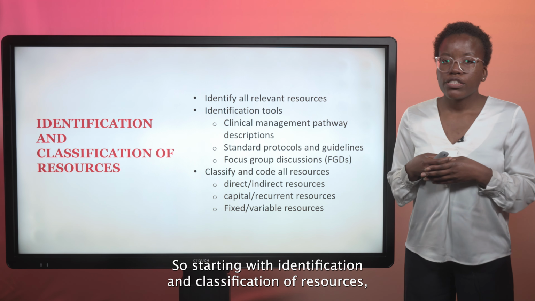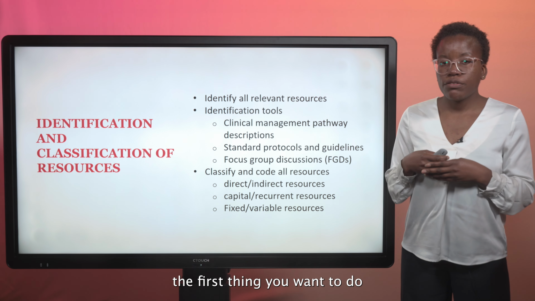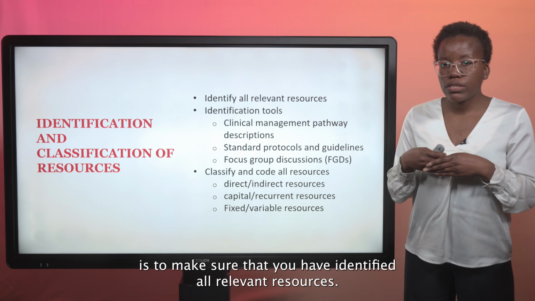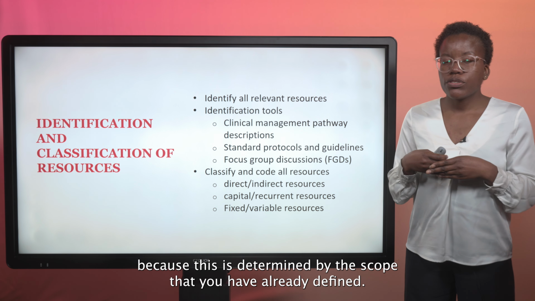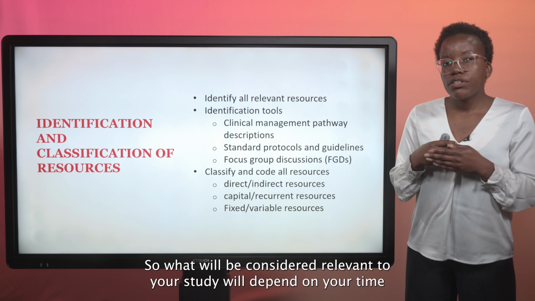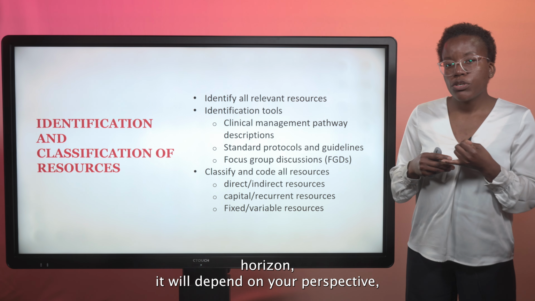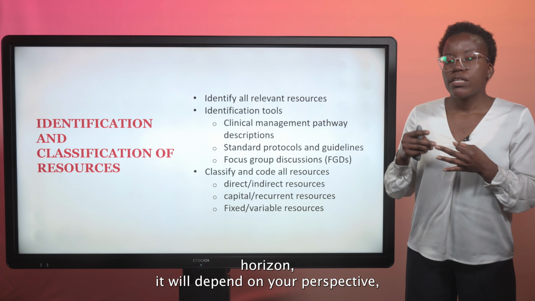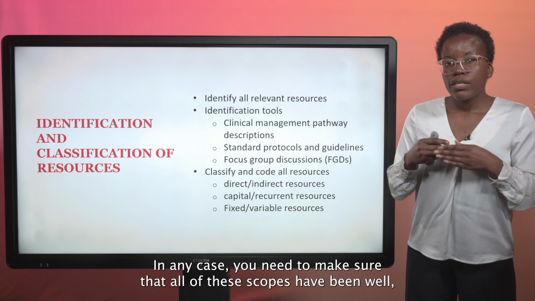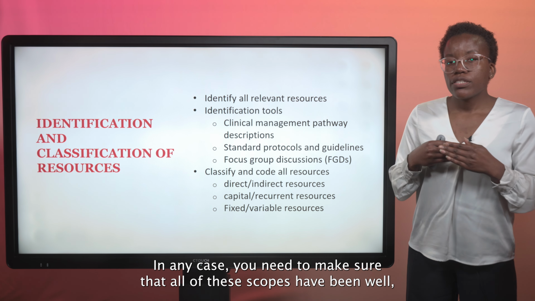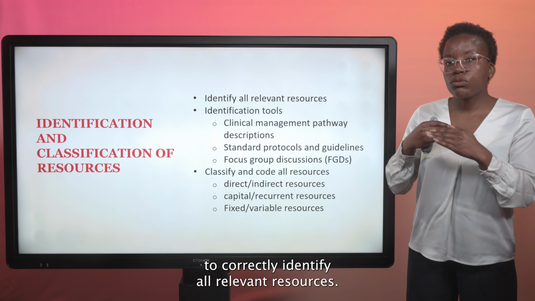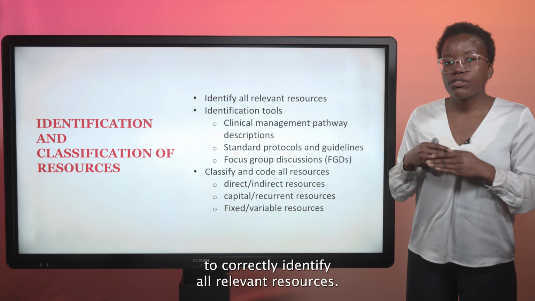So starting with identification and classification of resources, the first thing you want to do is to make sure that you have identified all relevant resources. I emphasize relevant here because this is determined by the scope that you've already defined. So what will be considered relevant to your study will depend on your time horizon, it will depend on your perspective, it will depend on your objective, and it will depend on how you've defined your cost object. In any case, you need to make sure that all of the scope has been so well defined as to help you to be able to correctly identify all relevant resources.